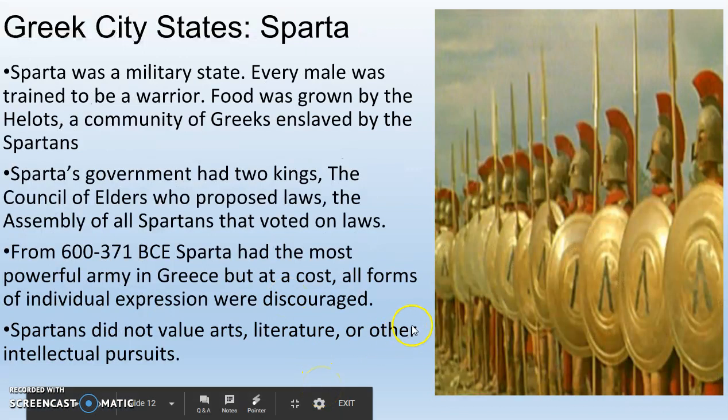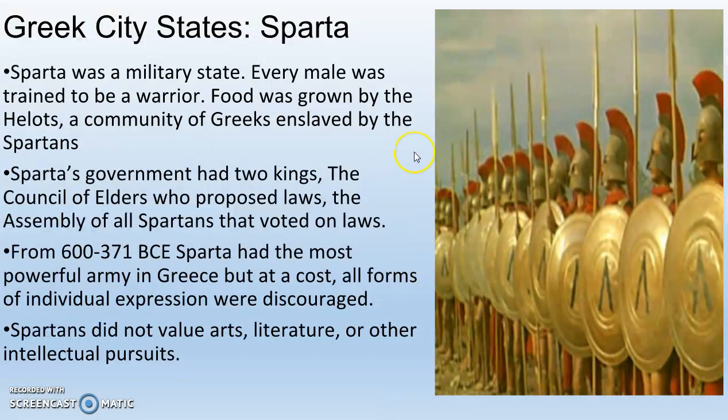Athens is very different. Sparta is very different. Sparta is a military state. Every male is trained to be a warrior. Food is grown by helots. Helots are a community of Greeks enslaved by the Spartans, so they are slaves. All of the farming, all of the work is done by the slaves. Spartan men are warriors. That's all they do.